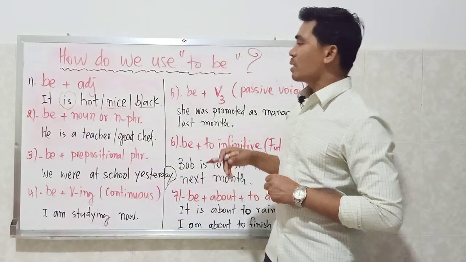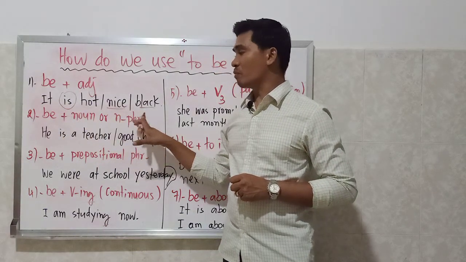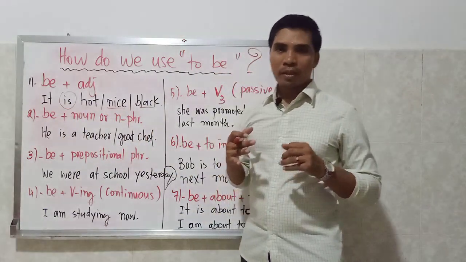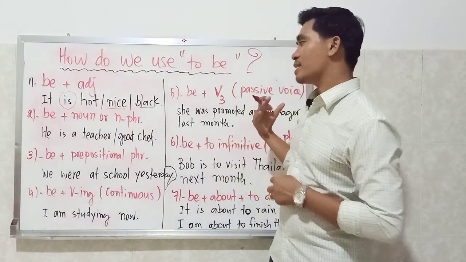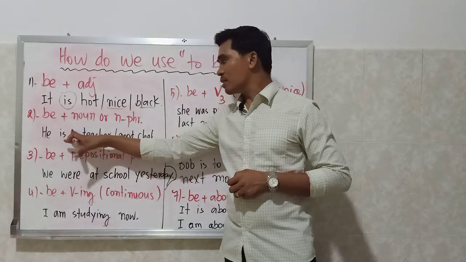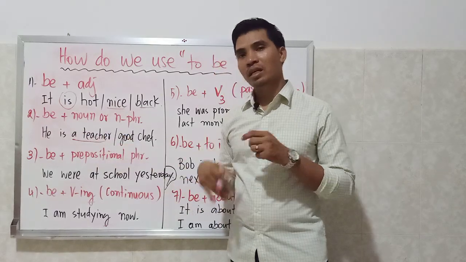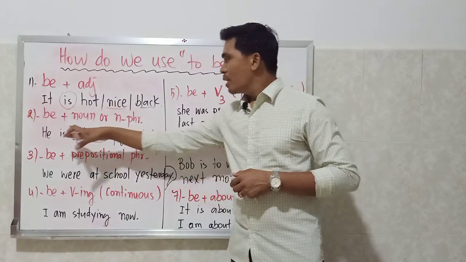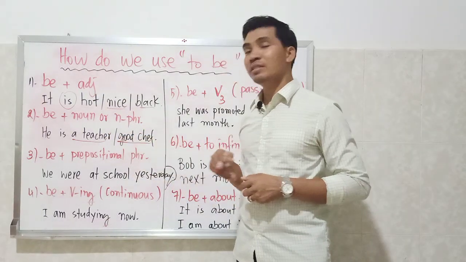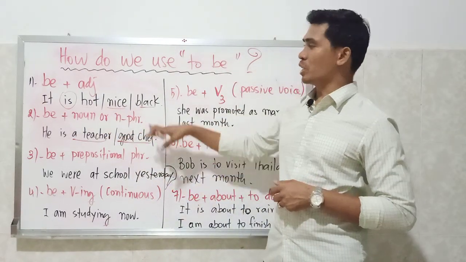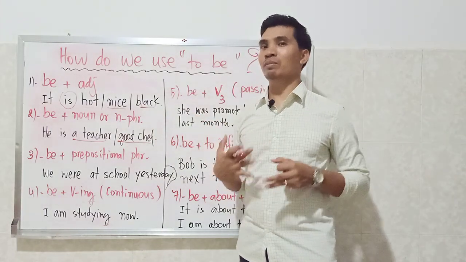Okay, rule number 2, be plus noun or noun phrase. Okay, so verb to be can use with noun or noun phrase. Okay, so look at the example here. He is a teacher. So a teacher is noun. Okay, he is a good chef. So a good chef is the noun phrase. Okay, so in this rule number 2, noun or noun phrase can use with verb to be.